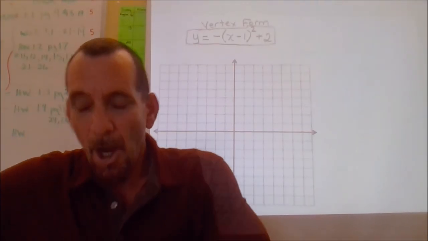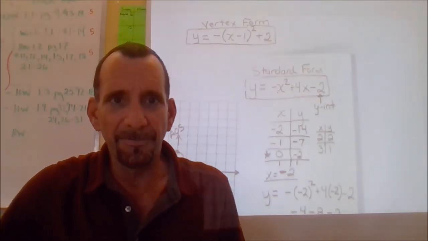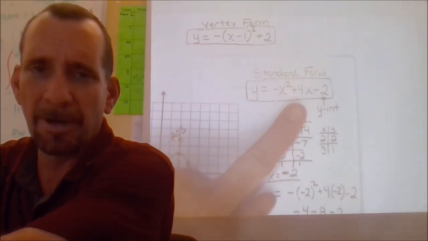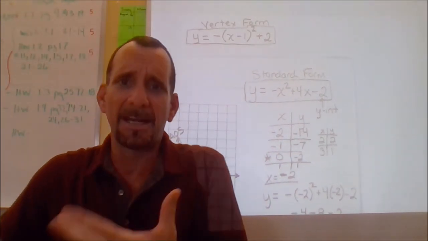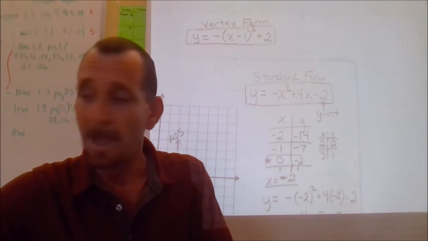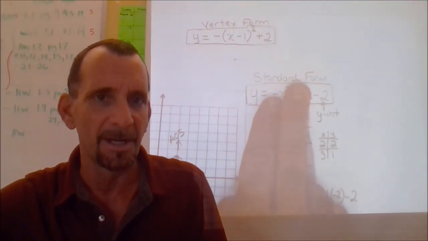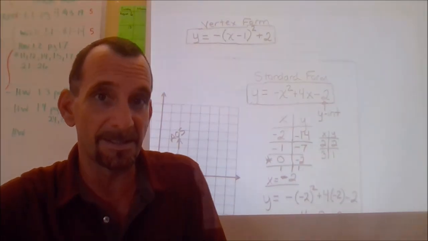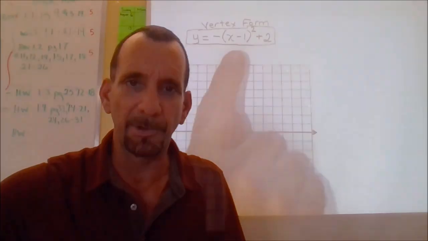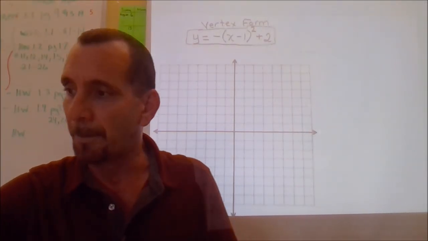Now, we often work with parabolas in standard form, y equals negative x squared plus 4x minus 2, and we can find out certain things from the parabola if it's in standard form. For example, it's really easy to find the y-intercept of a parabola that's already in standard form. But let's look at the advantages of having a parabola or a quadratic function in vertex form.